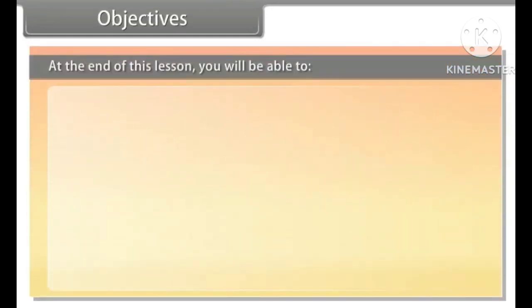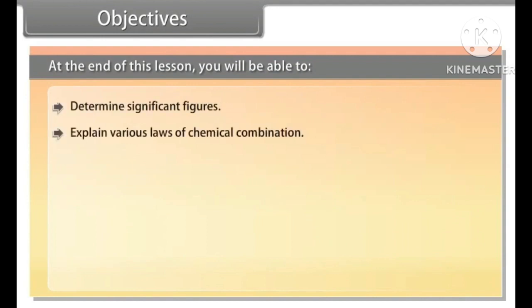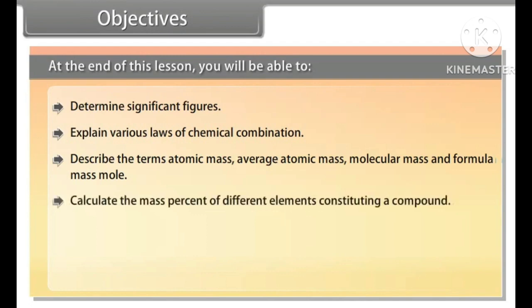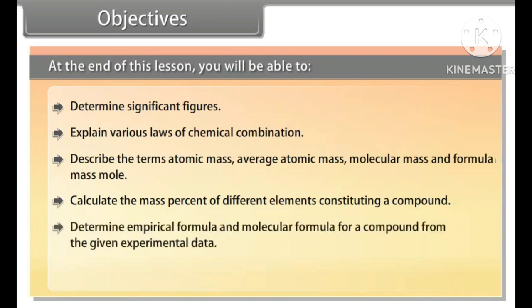Objectives. At the end of this lesson, you'll be able to determine significant figures, explain various laws of chemical combination, describe the terms atomic mass, average atomic mass, molecular mass, and formula mass, mole. Calculate the mass percent of different elements constituting a compound. Determine empirical formula and molecular formula for a compound from the given experimental data. Perform the stoichiometric calculations.